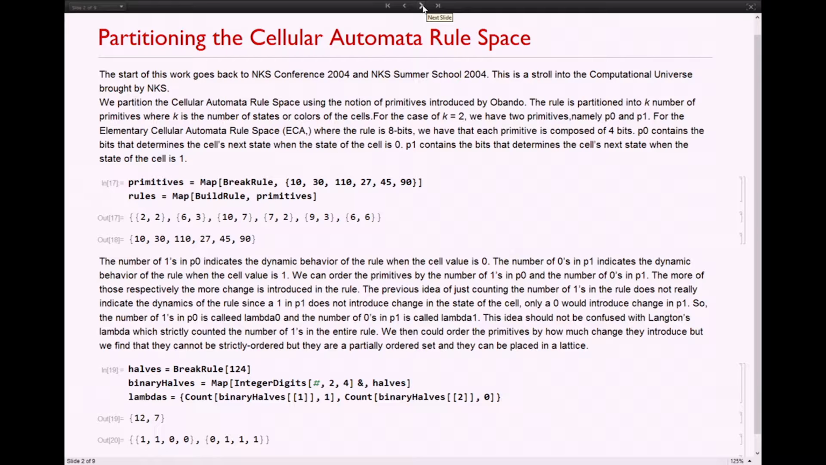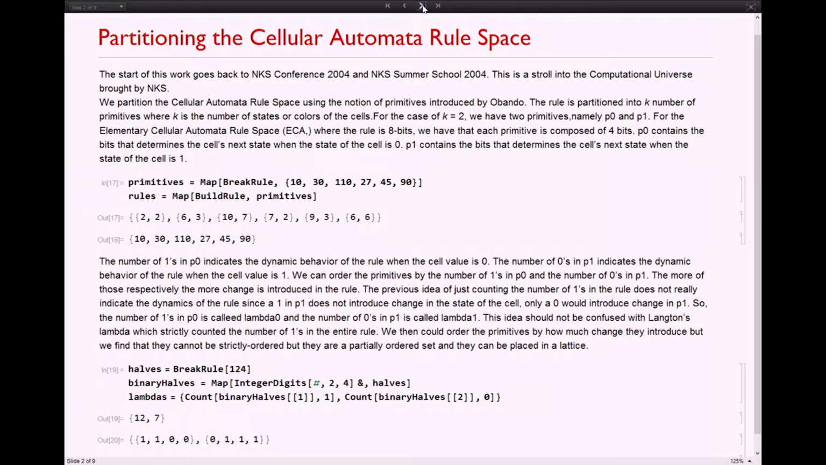One of the problems that we had with Langton's lambda back in the 80s is that they were counting ones only. And in reality, when you count ones in the primitive 0, it is actually meaningful because it's introducing change. But when you count ones in the primitive 1, they're actually staying the same because it's 1 and the output is 1, it remains the same. So there, you actually have to count the zeros. Those are the ones that cause change in the behavior of the rule. You can go from 204, which is the identity, no change, to 51, which is complete change. It's the complement, and you go from one to the other.